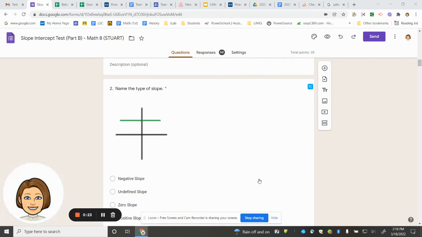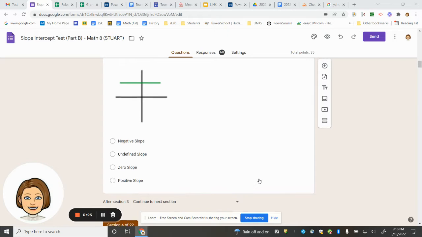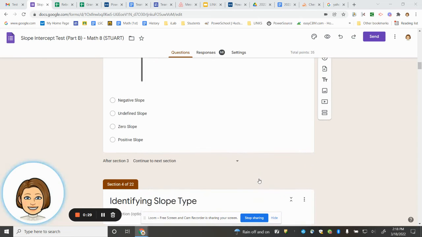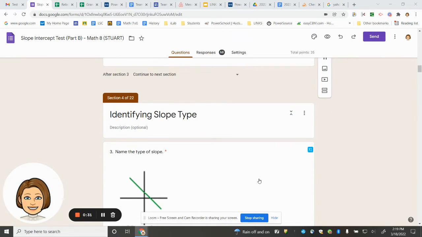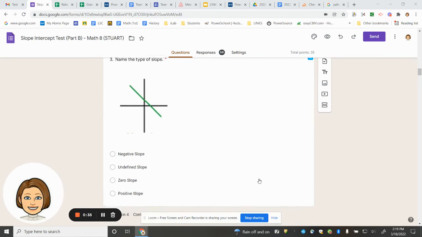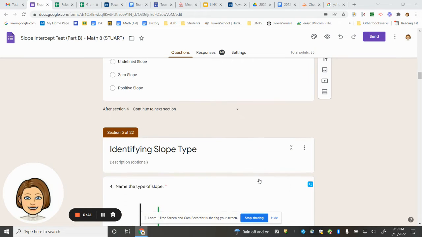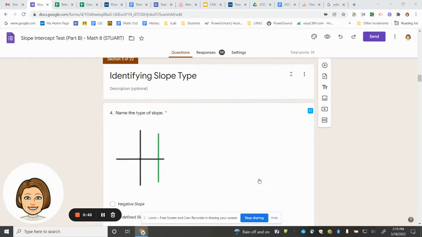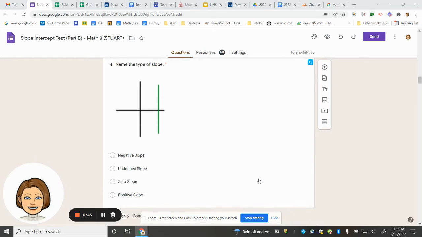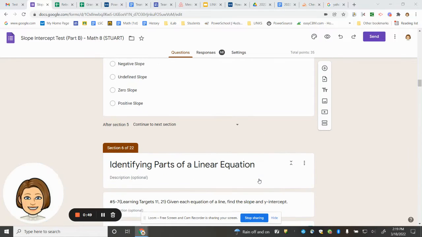Number 2, name this type of slope. Negative, undefined, zero, positive. Number 3, name the type of slope. Negative, undefined, zero, positive. And number 4, name the type of slope. Negative, undefined, zero, positive.